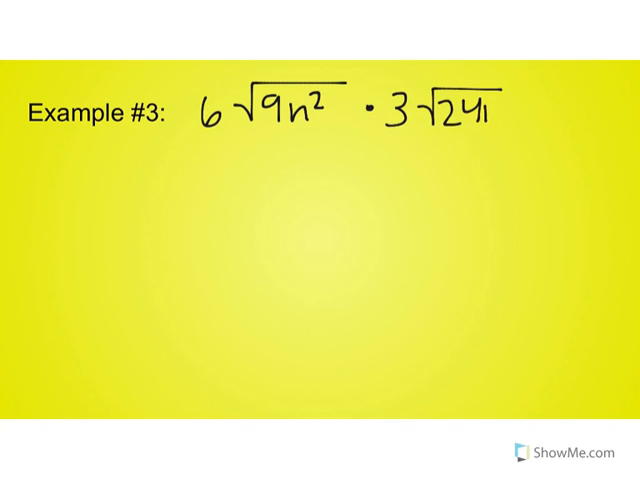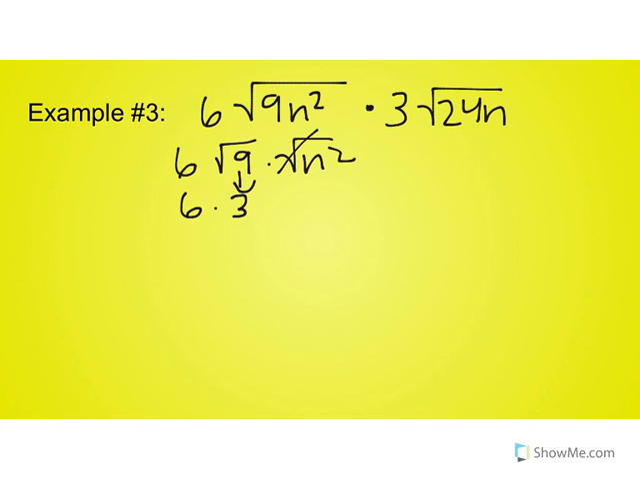Okay, so for our next example we're going to get a little bit more difficult: 6 square root of 9n squared, and then we're going to multiply that by 3 square root of 24n. I would like to break these down first before I start multiplying things. So 6 is going to stay out front, and we have the square root of 9 times the square root of n squared. You don't have to do this step if you already see that the square root of 9 is 3. So now this comes down, multiplied by 3.